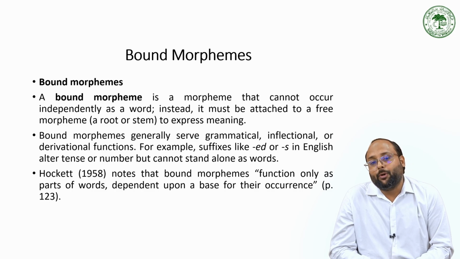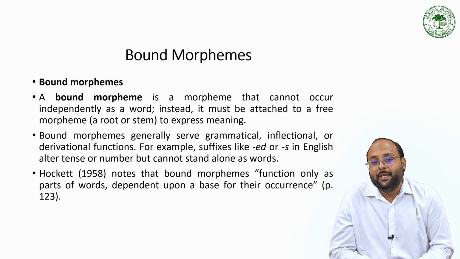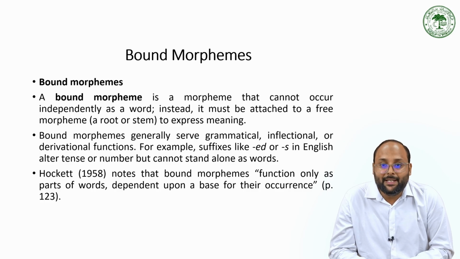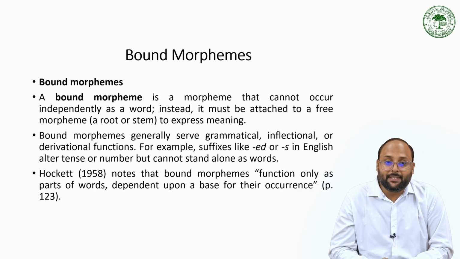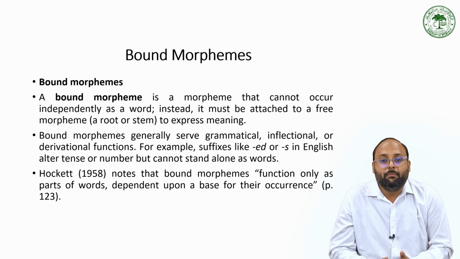Now come to the bond morpheme. A bond morpheme is a morpheme that cannot occur independently as a word. Instead, it must be attached to a free morpheme to express the meaning. We have already discussed that a bond morpheme does not have its own meaning independently. Its meaning depends on the occurrence with another free morpheme. If it occurs with another free morpheme, it gives the meaning.